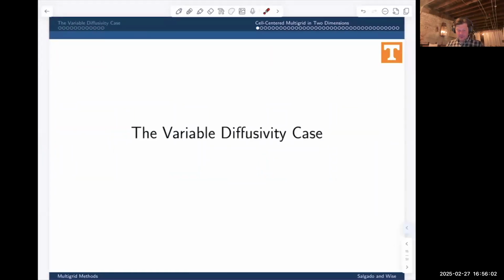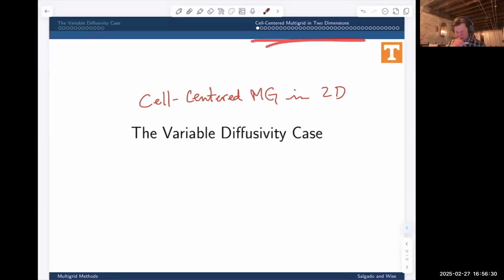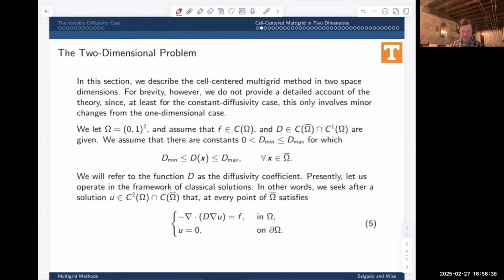All right, so we're going to start off this next section with a big typo. This should not read variable diffusion case or diffusivity case. It should say cell-centered multigrid in 2D. In other words, it should be the same section title as that. So that's a typo. So that's where we're going now: cell-centered multigrid in 2 dimensions.